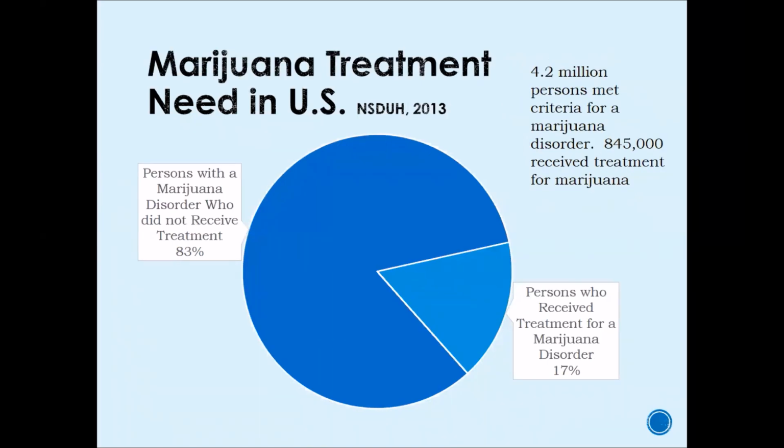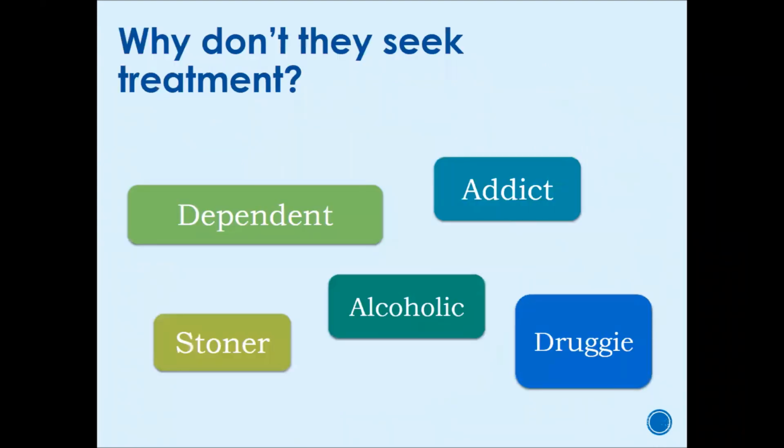The numbers are a little bit better for marijuana disorders. 17% of Americans in 2013, which was the most current data I could get, received treatment for a marijuana disorder. But still not great, right? So there's 83%, the far majority of folks who are struggling with marijuana, who are not accessing care.